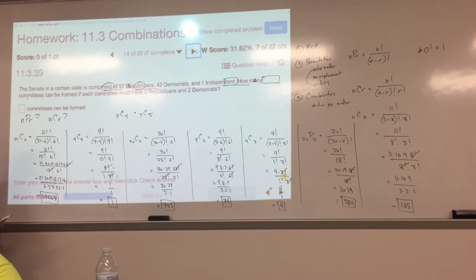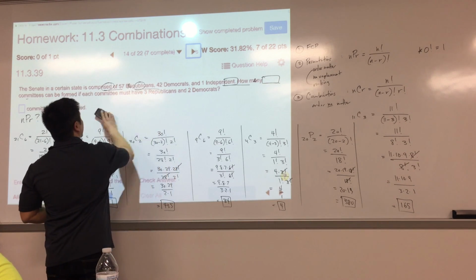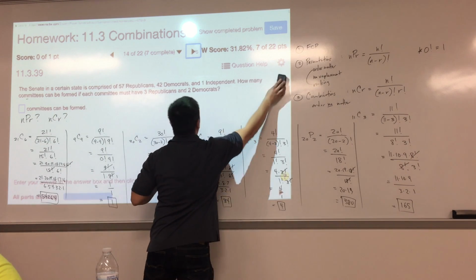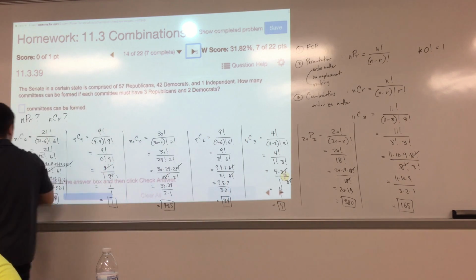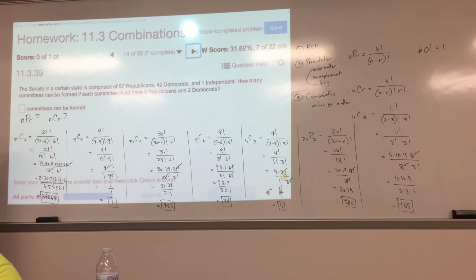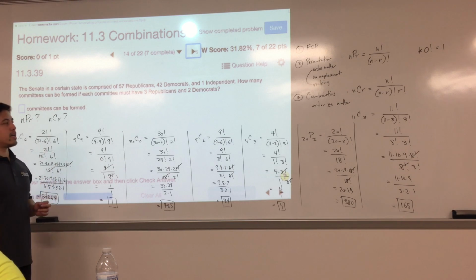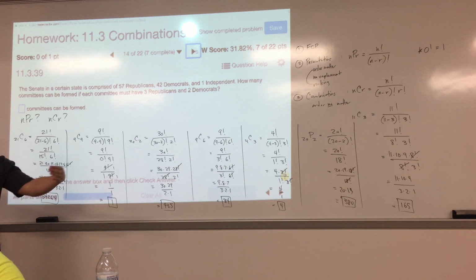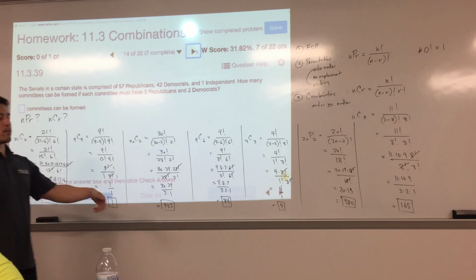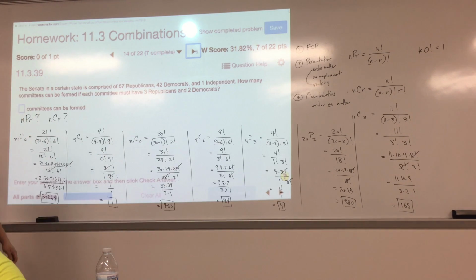All right, let's take a look at this. And we have another situation just like the men and women that we saw. The Senate in a certain state is comprised of 57 Republicans, 42 Democrats, and 1 independent. You can already see this playing out, right? Instead of men and women, we now have Republicans, Democrats, and independents. How many committees can be formed if each committee must have 3 Republicans and 2 Democrats?